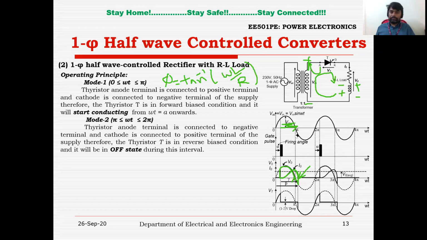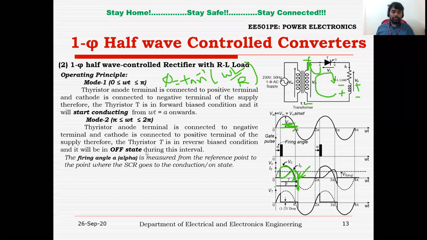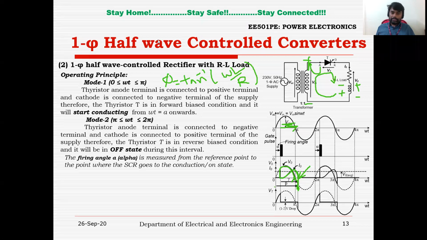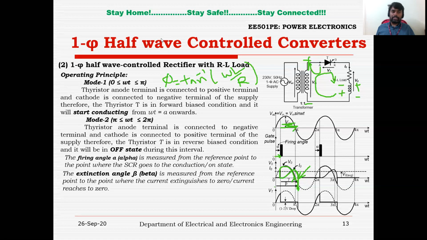You can see the definition of extinction angle. It is an angle measured from the reference point to the point at which the current extinguishes to zero. You can see it with beta here. Once again, the definition of firing angle: it is an angle measured from the reference point to the point at which the SCR goes to conduction state, which is firing angle alpha. Extinction angle is measured from the reference point to the point at which the current extinguishes to zero. So here the current is extinguished to zero, and that is the extinction angle.